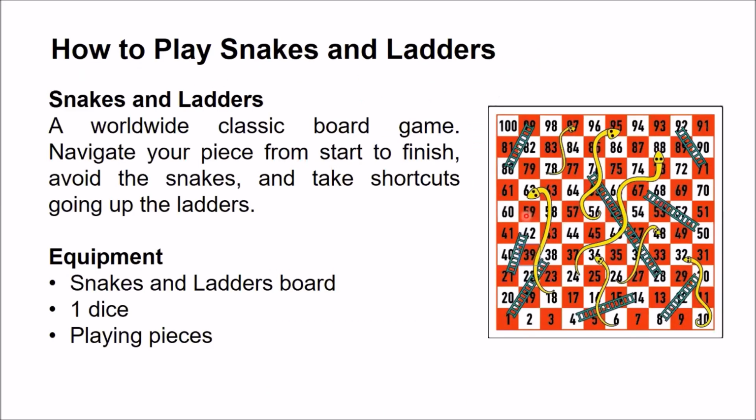In that particular game, the equipment is a snake and ladder board, one dice, and some playing pieces, which indicate player one and player two. There are two players to play this game. The whole board is divided into 100 points, and whoever reaches point number 100 is the winner. And you have seen that there are multiple ladders and multiple snakes.